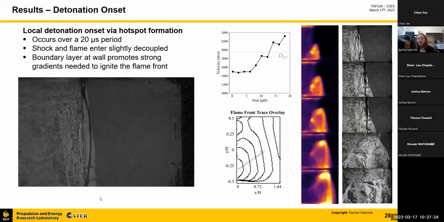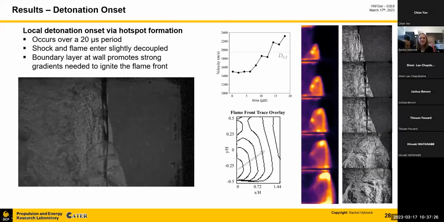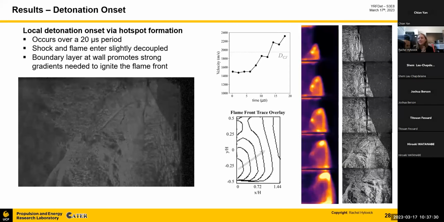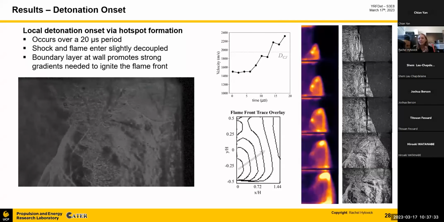We see it coming up, and as it comes up, you can kind of see how much faster it's moving relative to the rest of the flow, which I think is really neat. And then it propagates out of the flame. So that was some of our work on detonation onset.